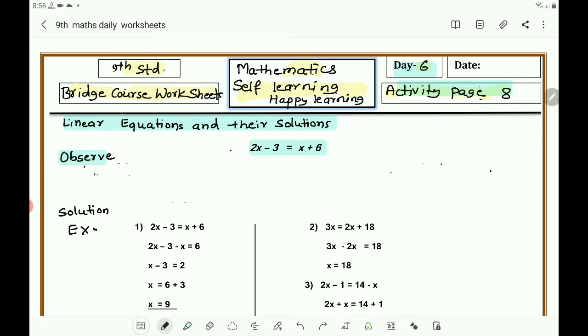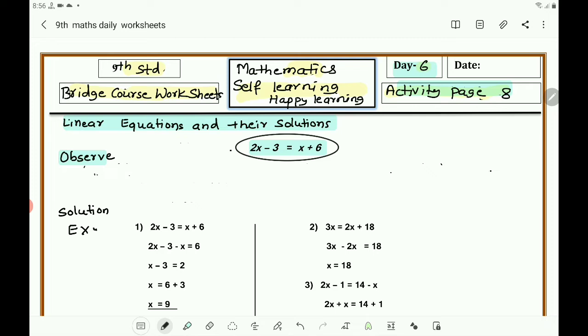And if there is an equal symbol between the LHS and RHS, then you can say that it is an equation. And as there is a linear polynomial, the highest power of the variable is 1. Here you observe 2x means 2x power 1, x means x power 1. The highest power of the variable is 1. So you can say that it is a linear equation in one variable.